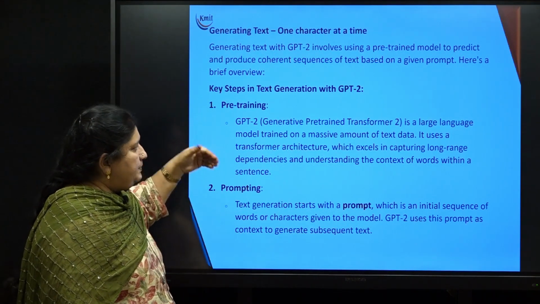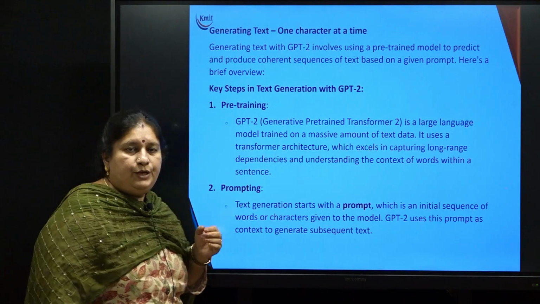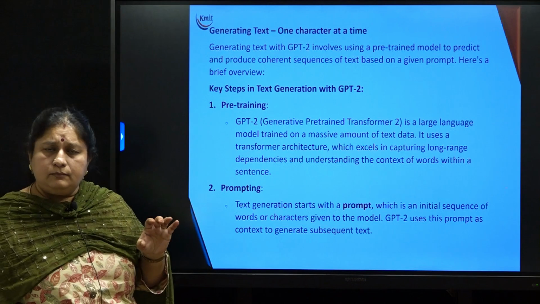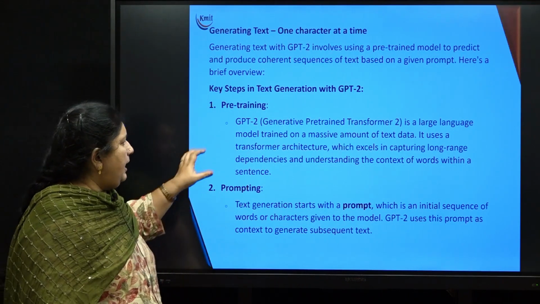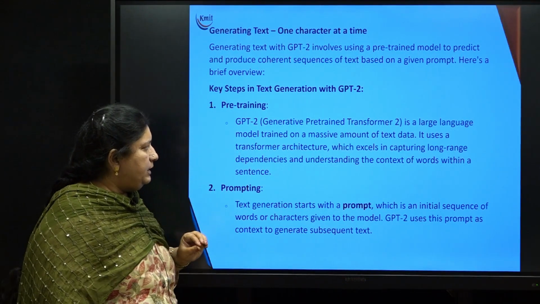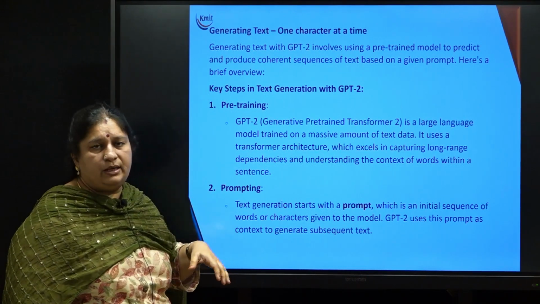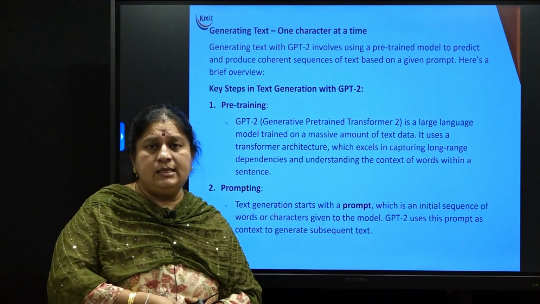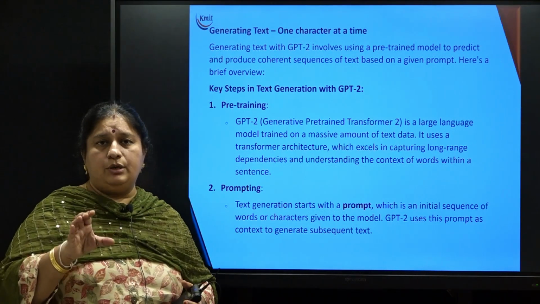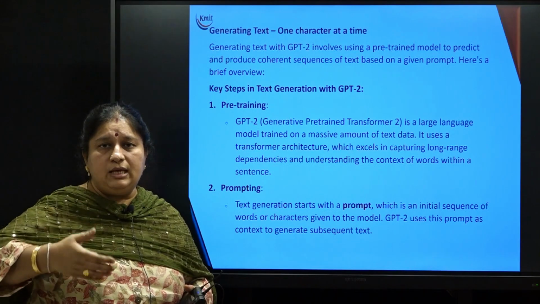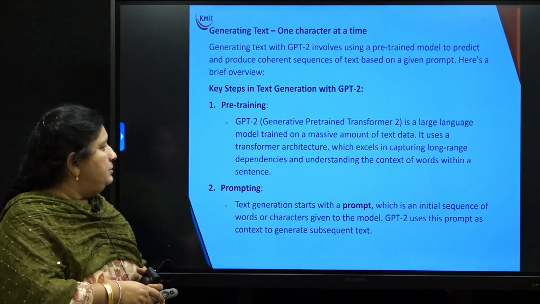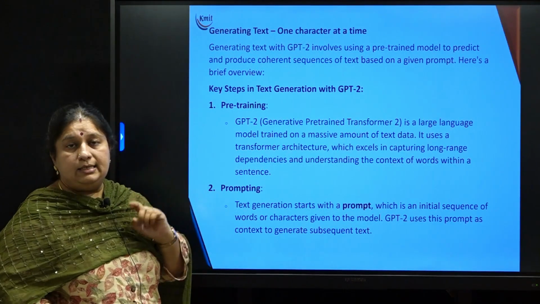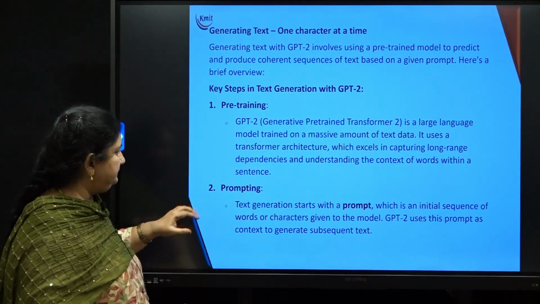Pre-training. Under pre-training, the GPT-2, we know it is trained on vast amounts of data, voluminous data, and it uses the transformer architecture. What do you mean by transformer architecture? It keeps on adjusting the weights whenever it is trying to find out a token. The token will be used in the next token prediction. It excels in capturing long range dependencies, and it understands the context very well.